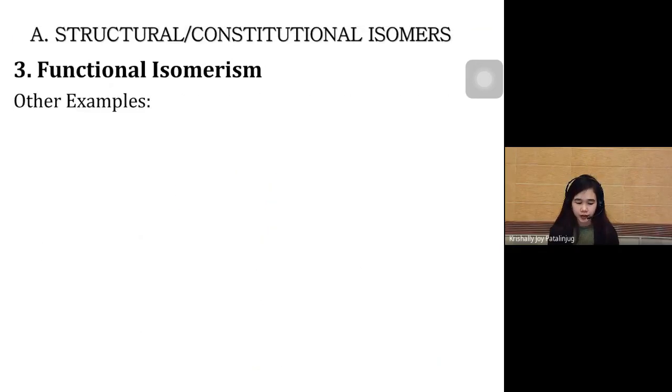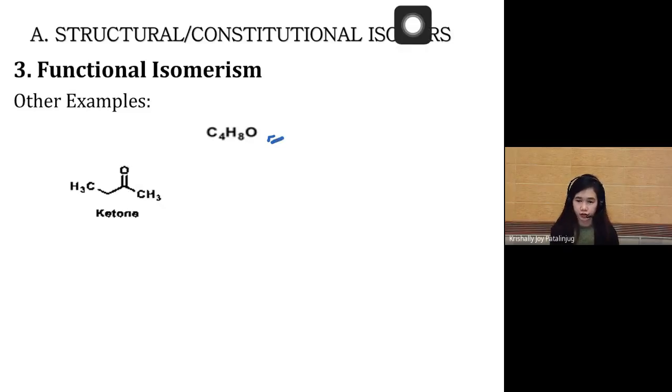Now, these are other examples. Functional isomers do not only occur in pairs. With C4H8O, you can produce a ketone here. So this is a ketone. In your notes, check first whether there are really four carbons and eight hydrogens for that structure. But I assure you, this is the general formula for that given ketone structure.